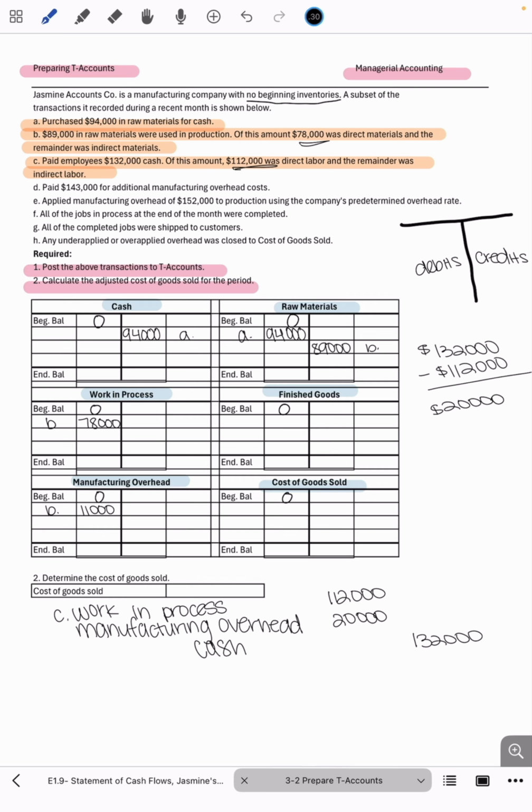And so let's go ahead and put those in. We'll put work in process on the left side. So for C, we'll put $112,000. And then we'll do manufacturing overhead. So we'll put C right here as well for $20,000. And then cash, we'll put C here as well. And that'll be $132,000. All right, so C is done.